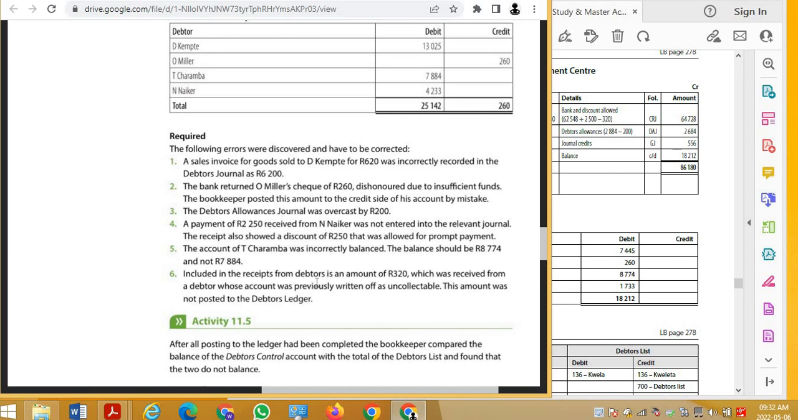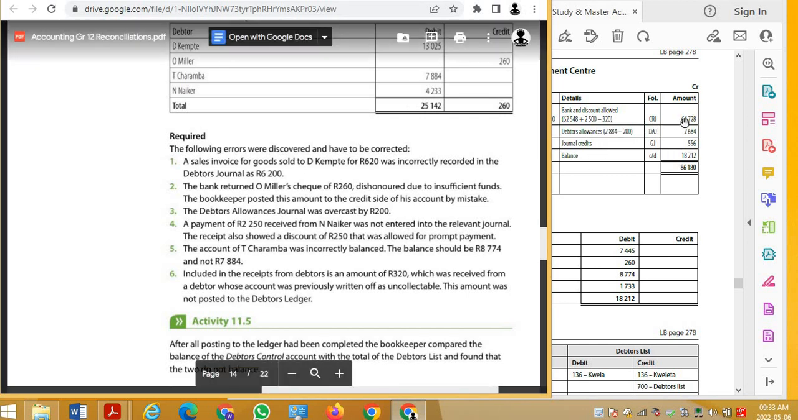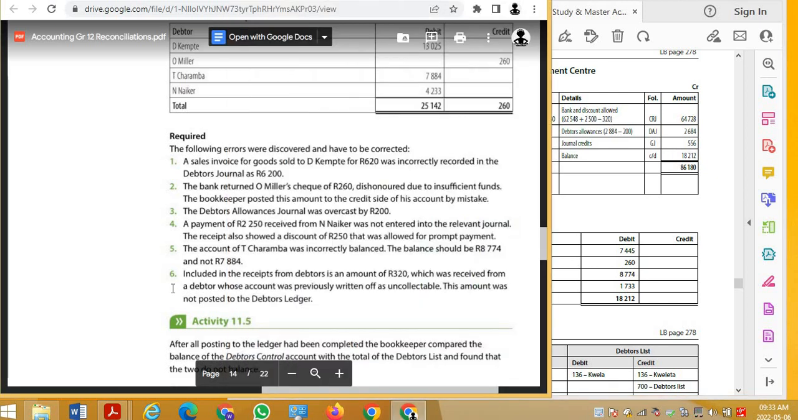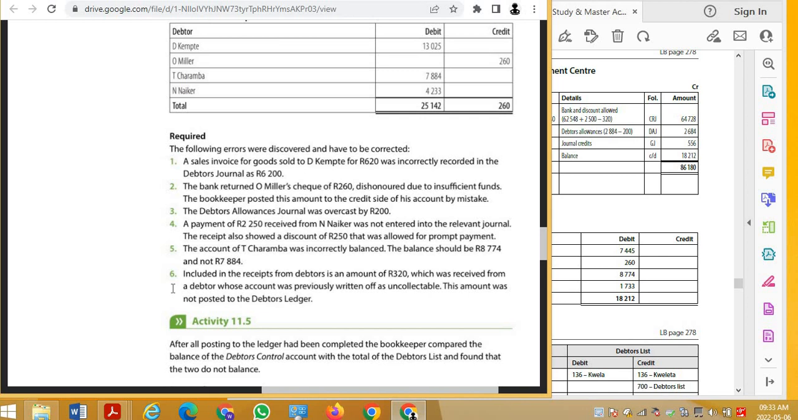320 was added to bank and discount allowed. It was taken off the debtors control amount. They didn't owe us that money anymore because we thought they were insolvent, the 320. But the accountant added the 320, as you can see over here, to the 64728. He thought it was part of debtors control. So he added it there, 320, and he added it to the bank and discount allowed. We know that it's not supposed to be part of debtors control at all.